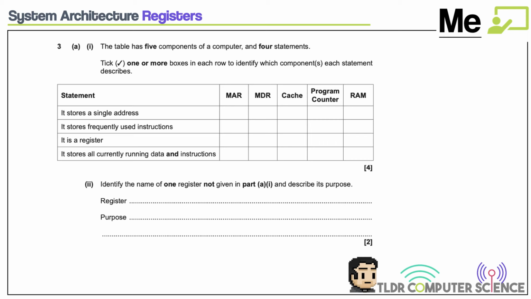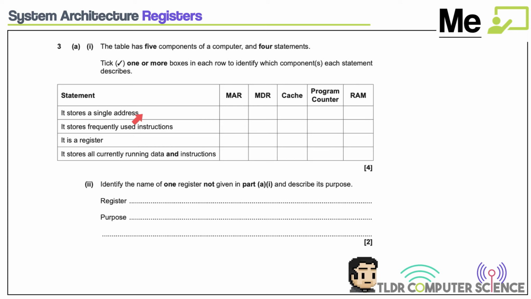It says the table has 5 components of a computer and 4 statements. So these are memory address register, memory data register, the cache, the program counter, and RAM. So these are 5 components. Tick 1 or more boxes. So is that 1 box for each? No, it might be 1, might be 2, might be all 5. You need to evaluate all of these.